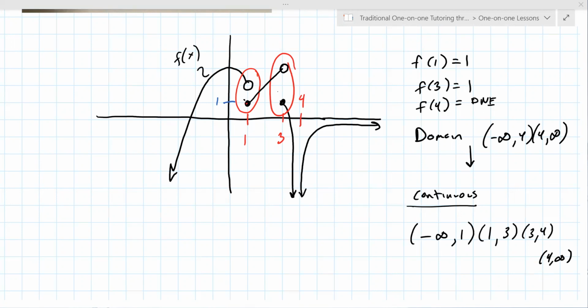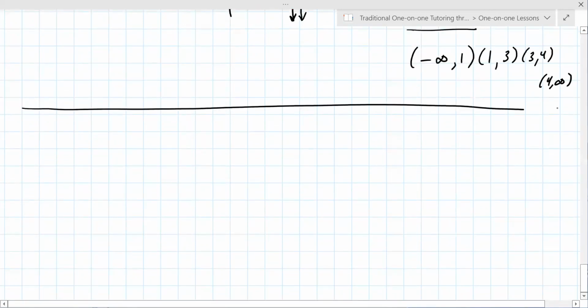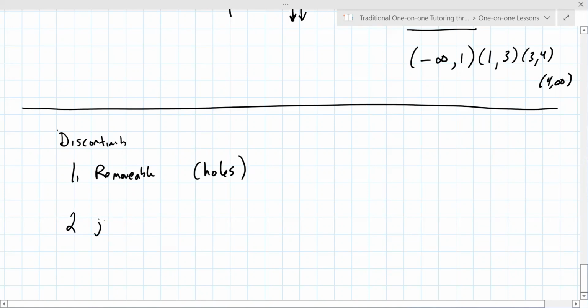All right. Now let me just give you a brief reminder about discontinuities. There are two types of discontinuities. There are removable, and those are holes. And that's it. The other types, jumps, are the non-removable. So those are your jumps and your vertical asymptotes.